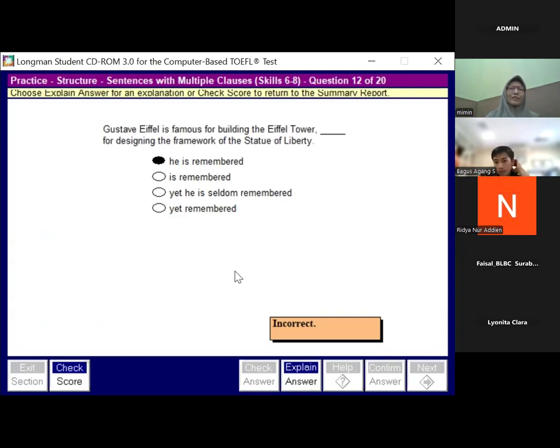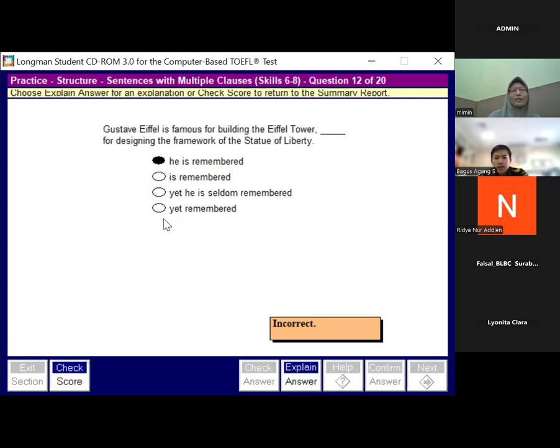Why is number 12 incorrect? Gustav Eiffel is famous for building the Eiffel Tower. He is remembered. There is no connector yet. The two options with the connectors are C and D. Is it C or D?